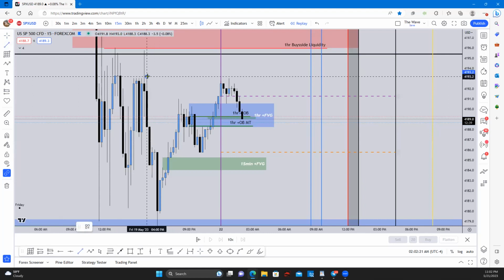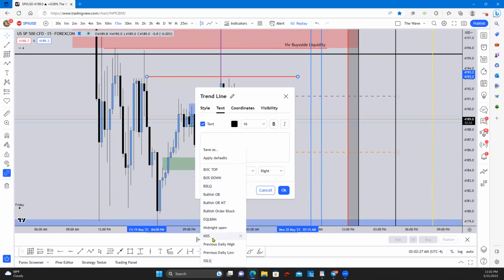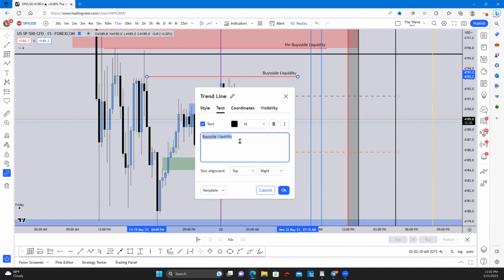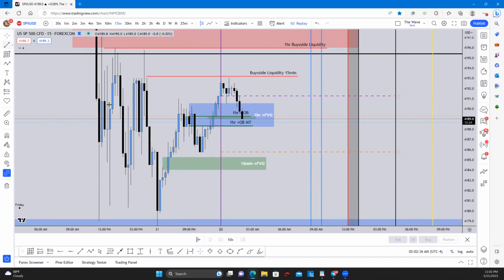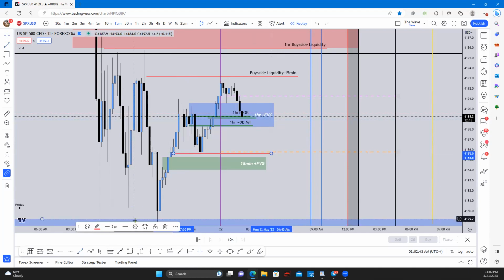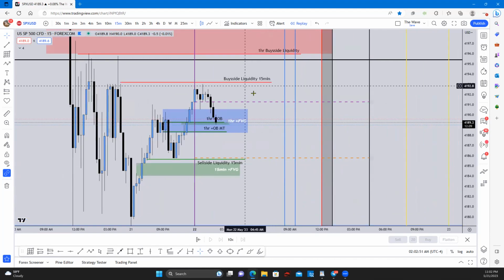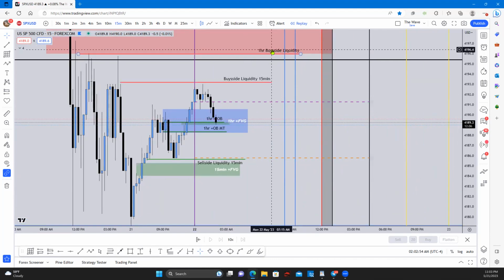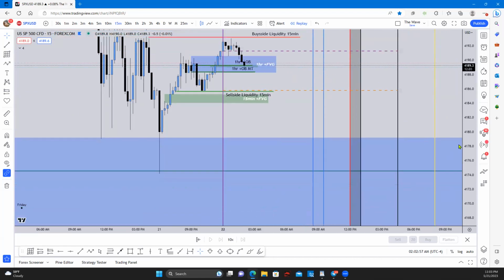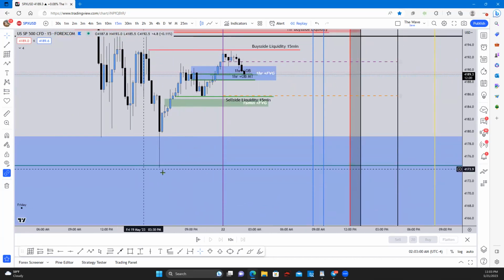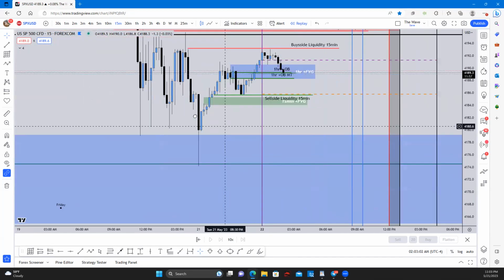This would be our 15-minute buy side. Right, so this is our buy side liquidity, 15-minute. And then we have relative equal lows here as our sell side liquidity. So this is somewhat of our internal liquidity here. High external liquidity on the 1-hour, and then we have external liquidity down here in the swing low on the 4-hour, daily and weekly.